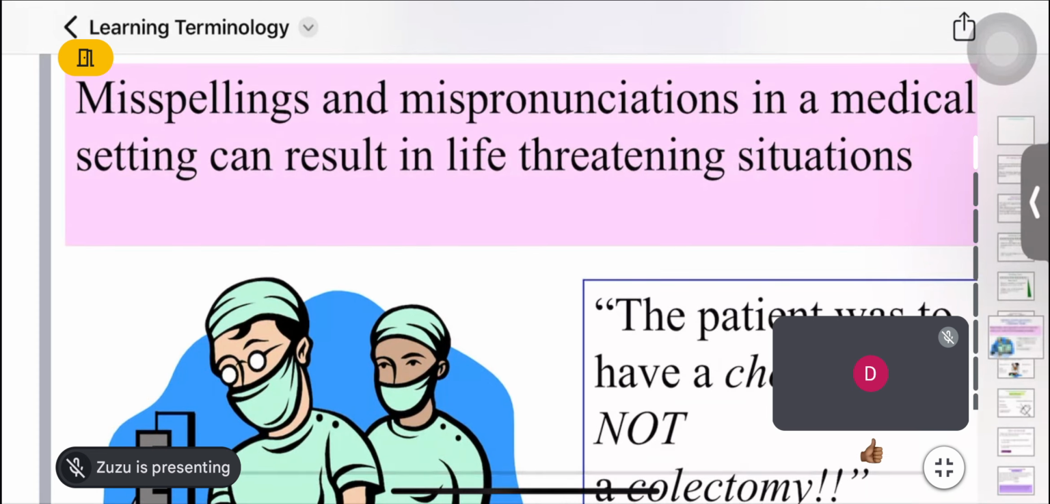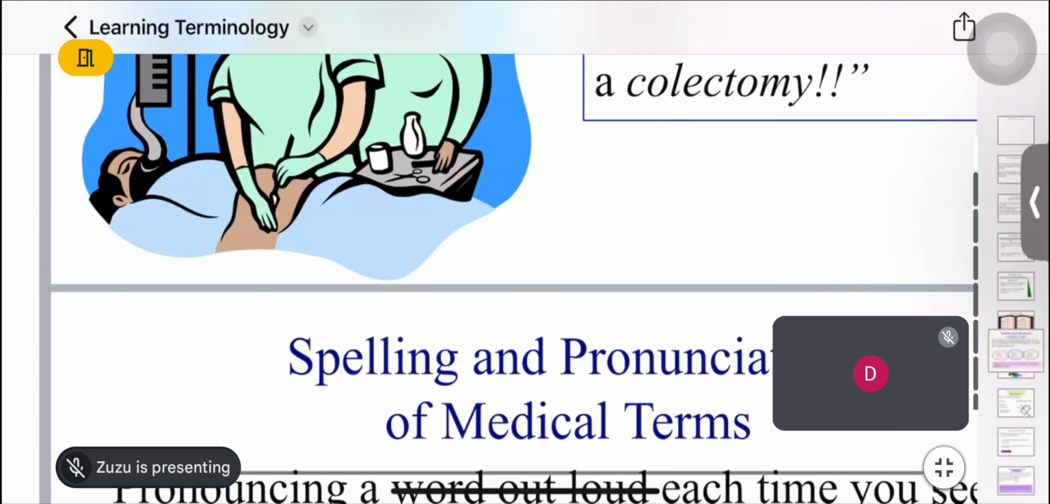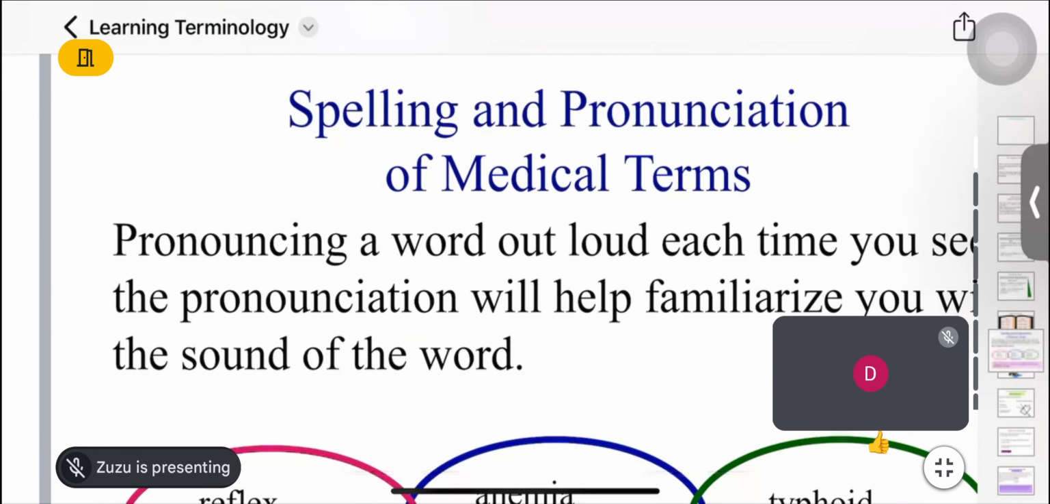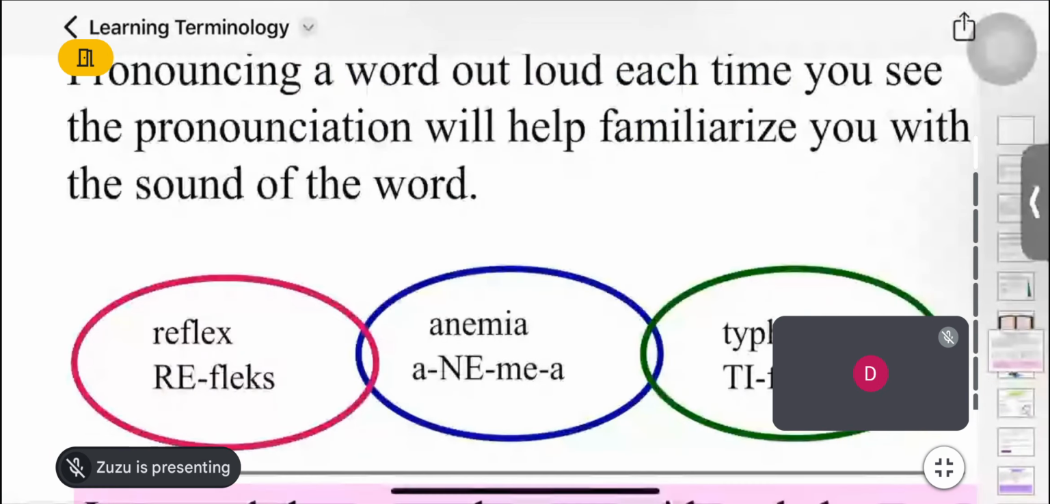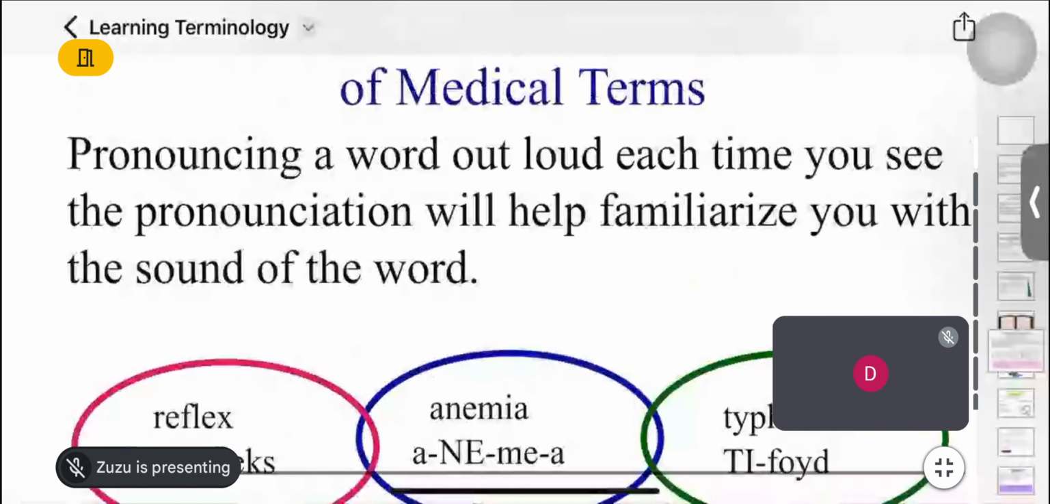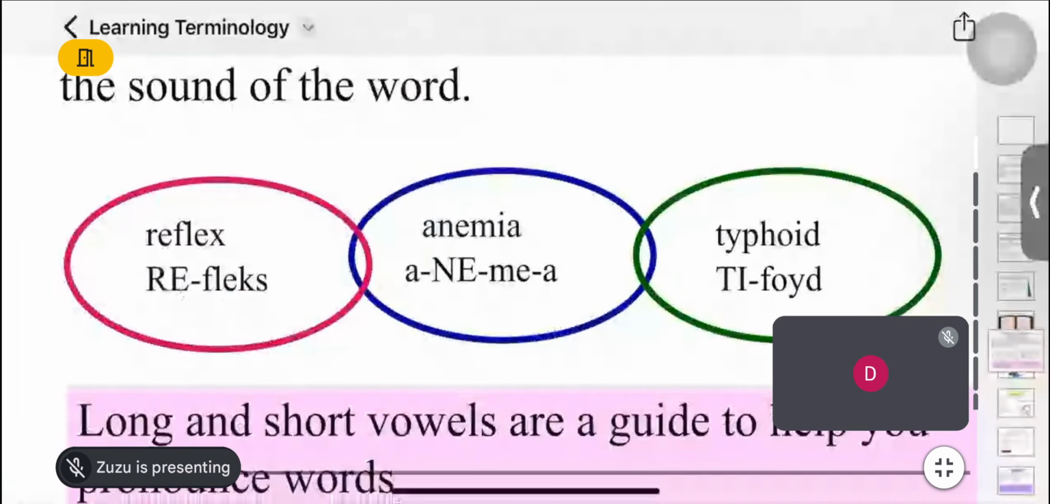All right, so spelling and pronunciation of medical terms, continuing. Pronouncing a word out loud each time you see the pronunciation will help to familiarize you with the sound of the word. So is it reflex or reflex? The pronunciation is how it sounds. Reflex.